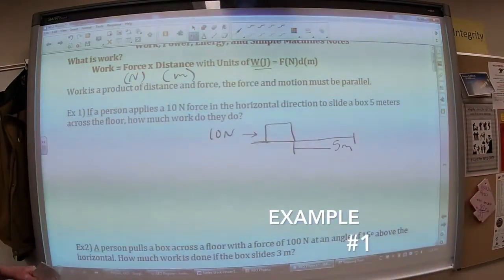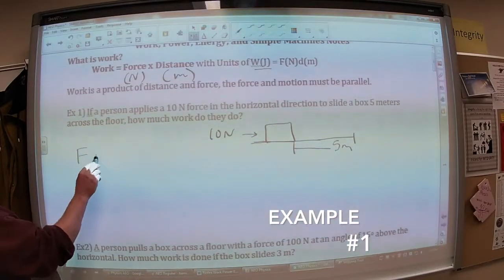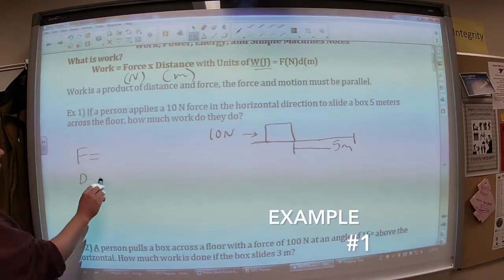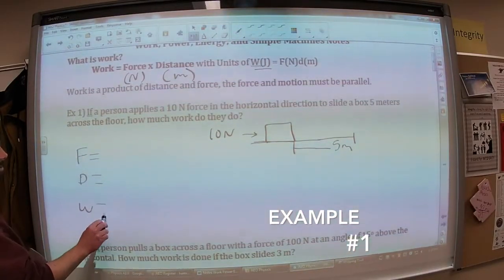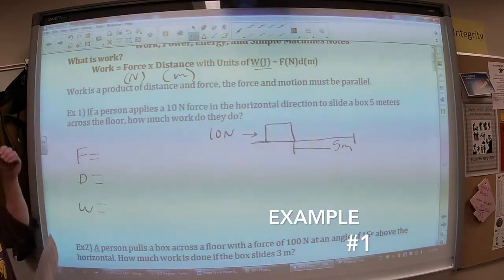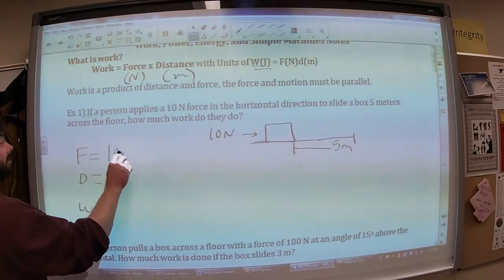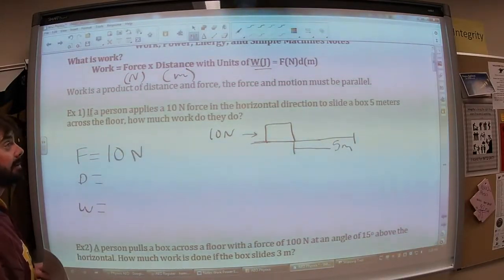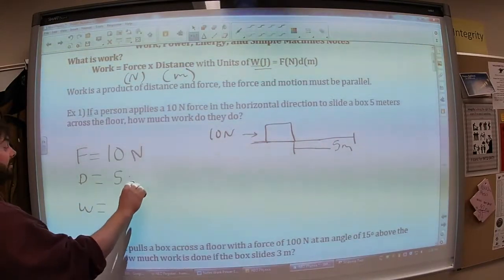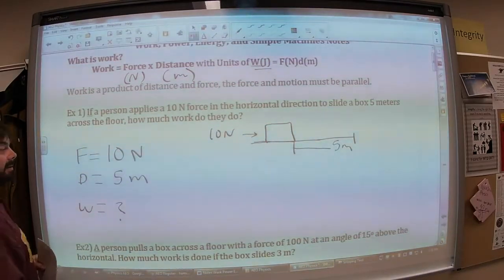So, just like solving most physics problems, you want to list the variables that they give you, as simple as work, force, and distance are. Still list everything out, because as we get a little bit further along, things get a little bit more complicated. So, let's take the force they give us of 10 newtons. It's going to travel a distance of 5 meters, and the work is the unknown.